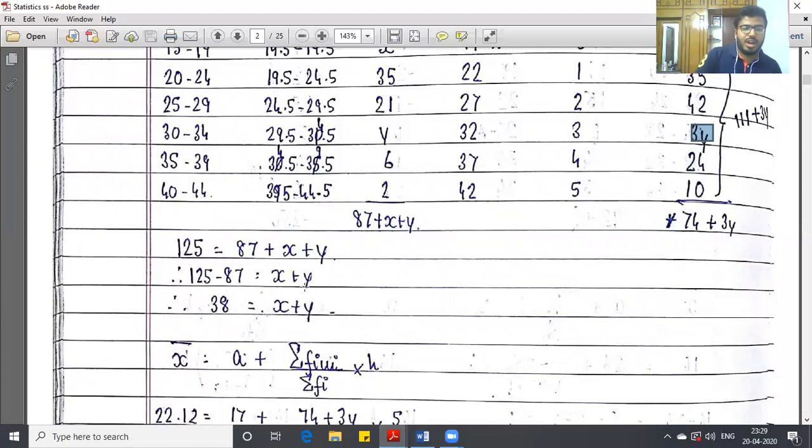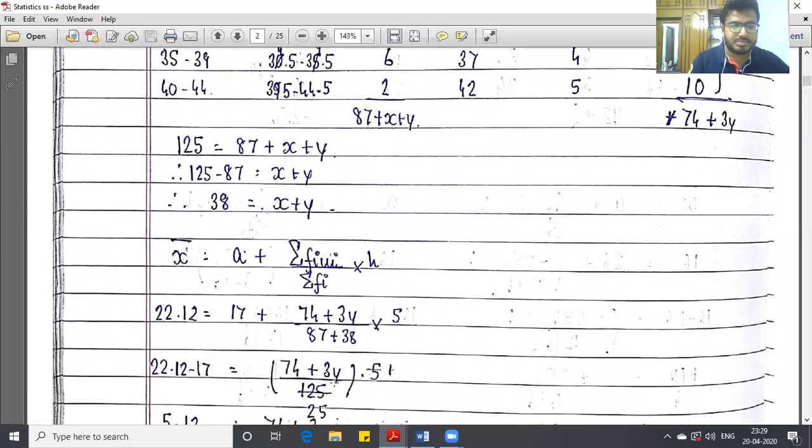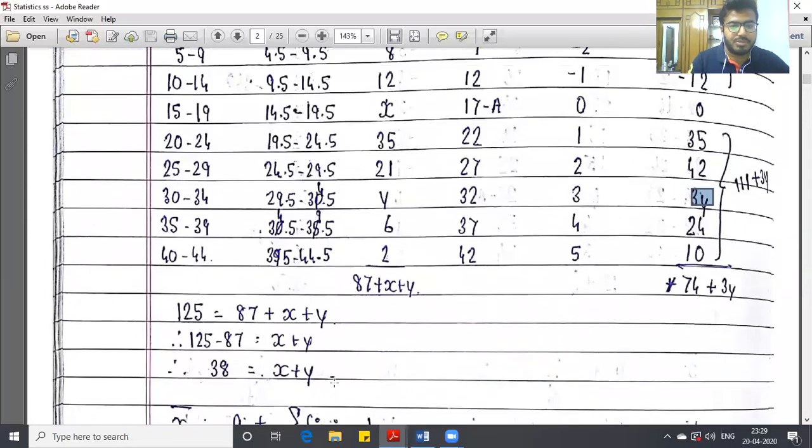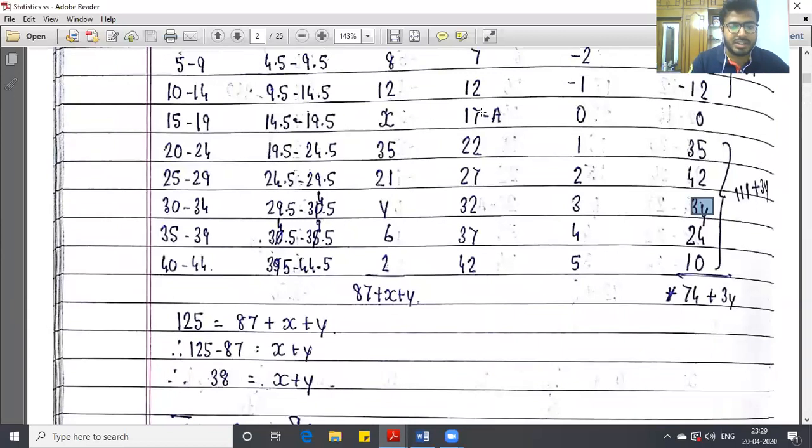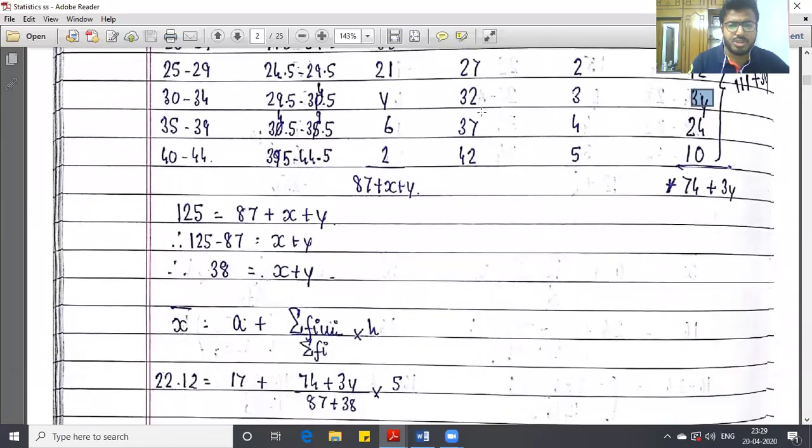Now we are going to calculate x bar. X bar means we have to find out the mean. So by the fi ui method, a plus sigma fi ui upon sigma fi into h. The a value we already know, we have taken 17. Sigma fi ui you got 74 plus 3y. And sigma fi is already given in the question, 125. So you can directly write 125 itself, there is no need of writing it this way, though you can write this way also, that's fine.